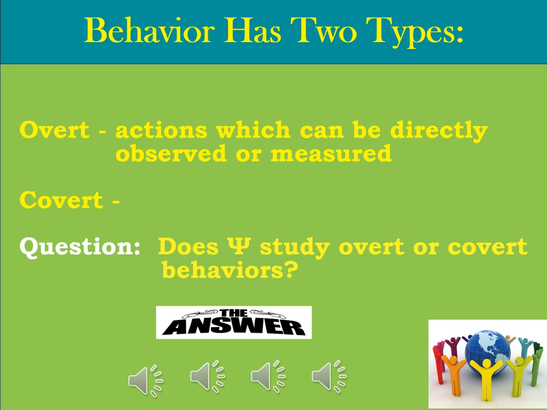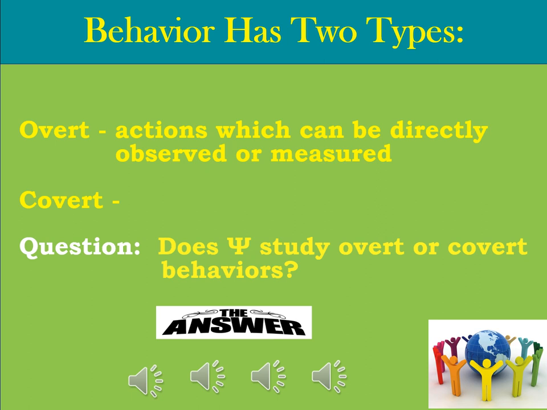And next, since behavior is the essential component of our definition, we should consider the basic types of behavior. As you can see in the slide, behaviors can be classified as being either overt or covert. Overt, let's define that as actions which can be directly observed or measured. After you get that into your notes, please consider how we might define covert behaviors, seeing if you can maybe even guess our definition word for word. So for covert behaviors, our definition will be actions which cannot be directly observed or measured.